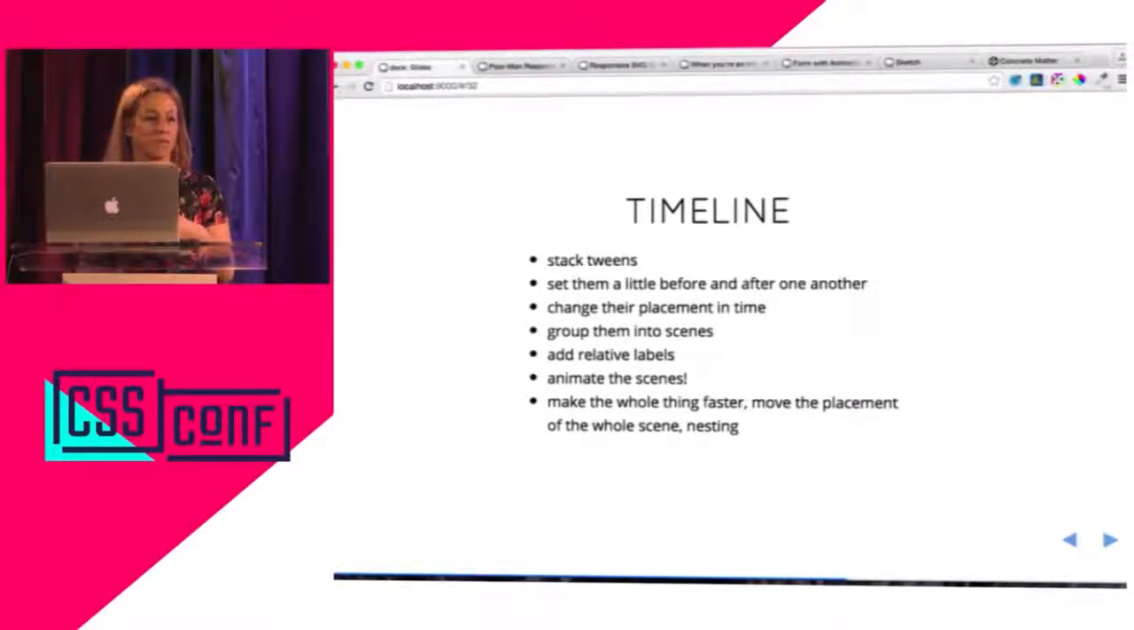Another really big reason for switching to GSAP is the timeline. You can stack tweens, you can set them a little bit before and after one another, which is really nice. You can change their placement in time, you can group them into scenes, you can add relative labels, so you can say start, and then have a bunch of things start at the same time. That gets really interesting when you have a really long animation, like 20 seconds. At 15 seconds, you need everything to fire, but let's say you change that. Then in CSS, that's all this recalculation, and you don't have to do that. You can animate the scenes. You can make the whole thing faster with one line of code, move the placement of the whole scene, and nest.